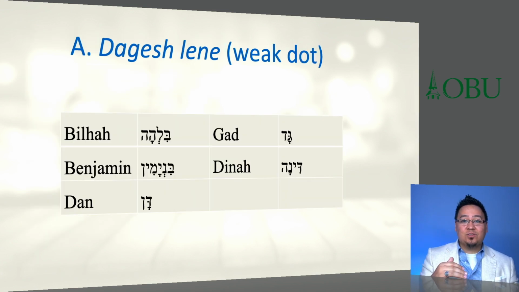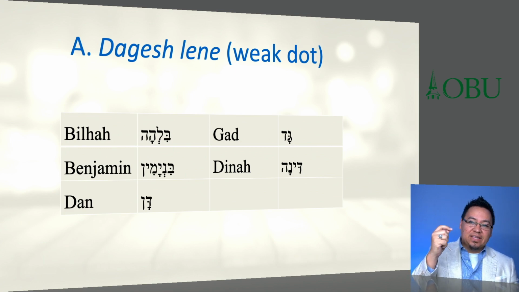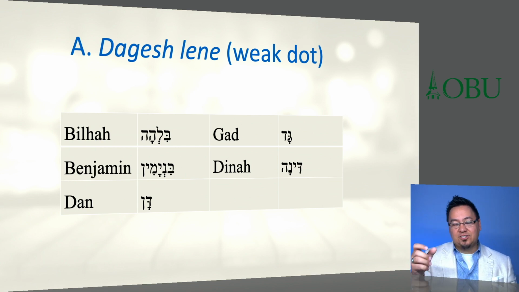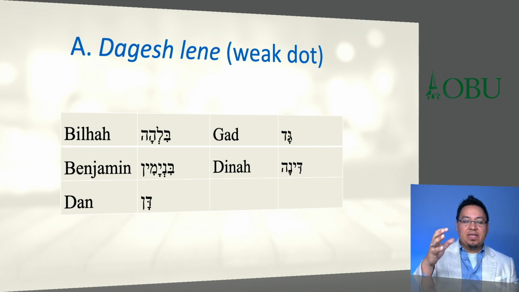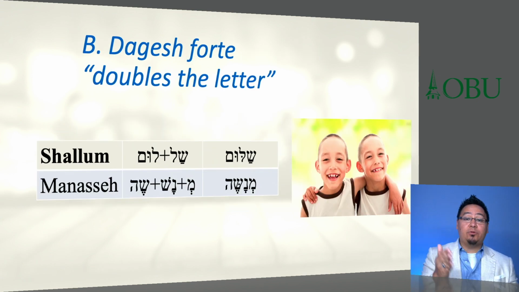Dagesh Lene is the one that really gives us that hard B or V. It changes the sound, like between the K or the S. It changes the Tav and the TH. It changes the PH and the F. It gives us those different types of enunciation as we had talked about. But Dagesh Forte doubles the letter. It will take a singular letter and enunciate it in double.